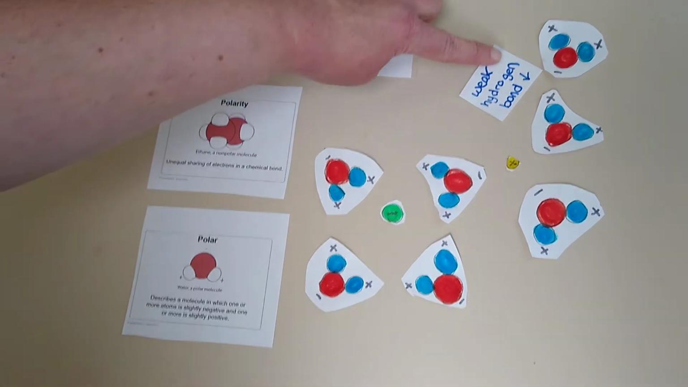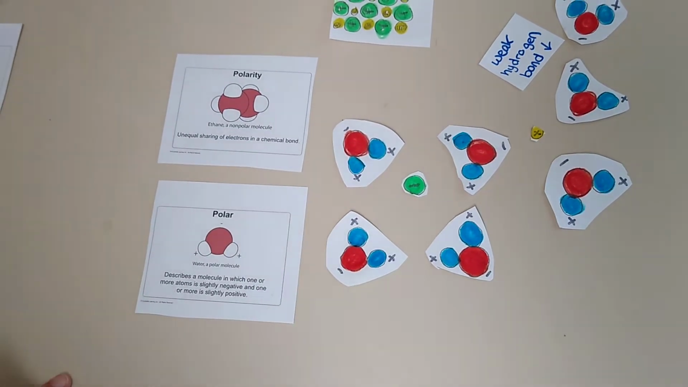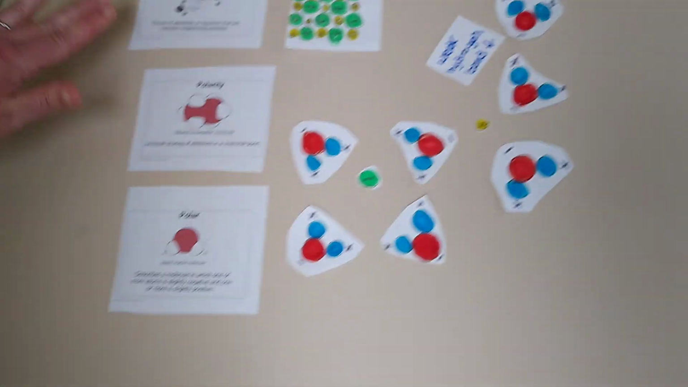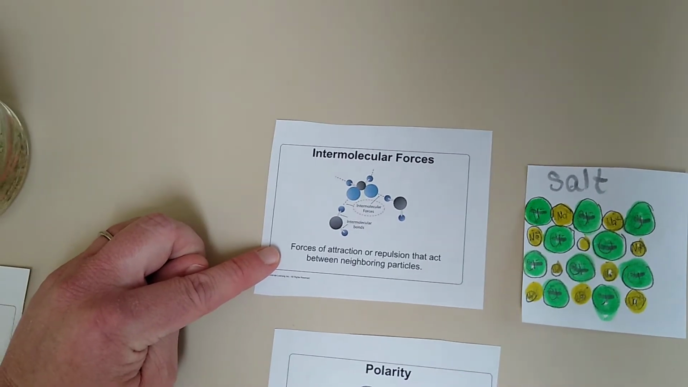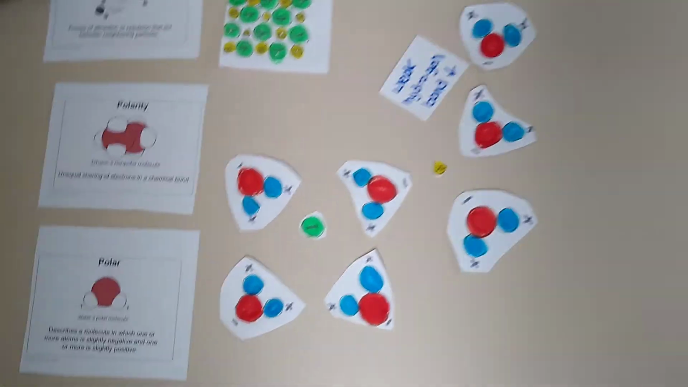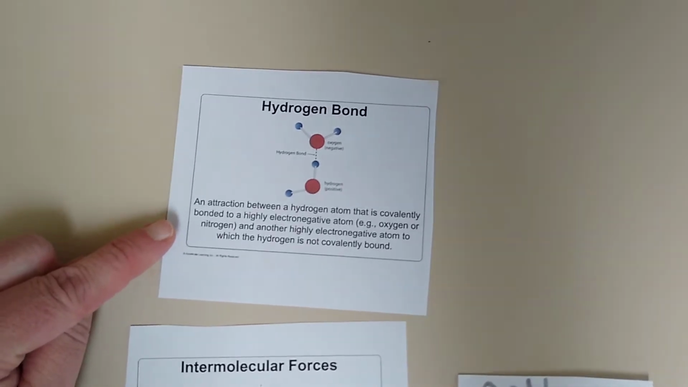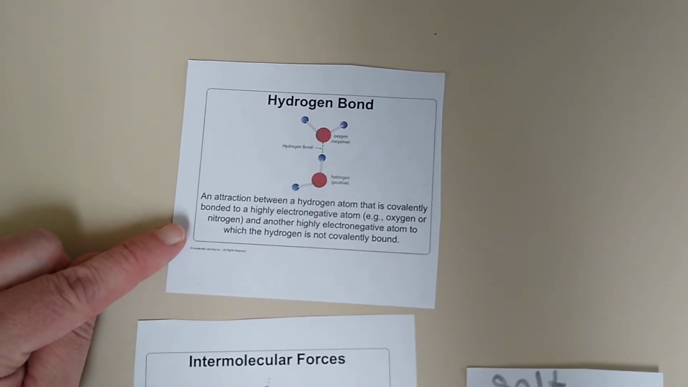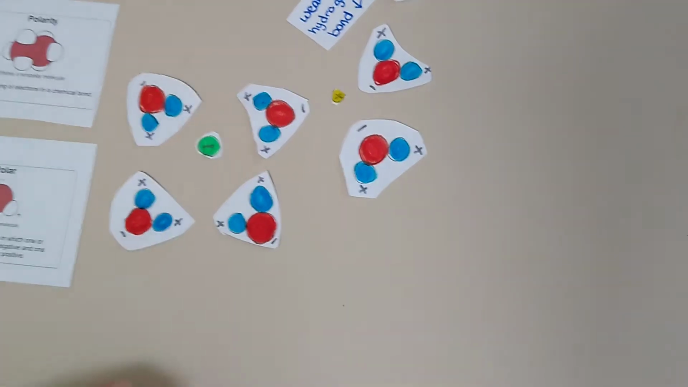Weak hydrogen bonds are made from the plus and minus charge that makes water droplets act mostly the way that they do. These interactions are called intermolecular forces, forces of attraction or repulsion that act between neighboring particles. So all of this is showing the intermolecular forces. And then, forgot I had a card for hydrogen bonding. Hydrogen bond, an attraction between a hydrogen atom that is covalently bonded to a highly electronegative atom. In other words, oxygen or nitrogen, and another highly electronegative atom to which the hydrogen is not covalently bound. Okay? It's just that attraction between those polar molecules.